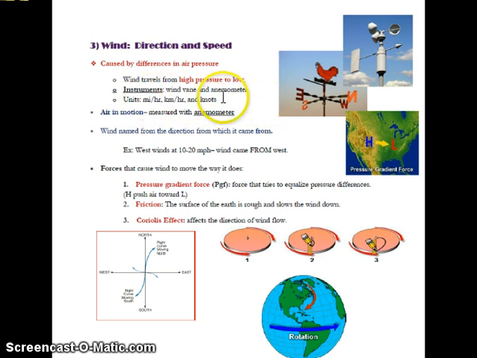Here's your units. And here are some reasons why the winds may change and move: differences in pressure, and the friction between the surface of the earth, because sometimes if there's a lot of friction it will slow it down or maybe speed it up. And the Coriolis effect also affects the wind direction, which we'll be talking about later.